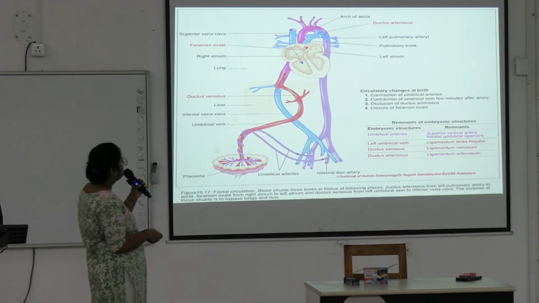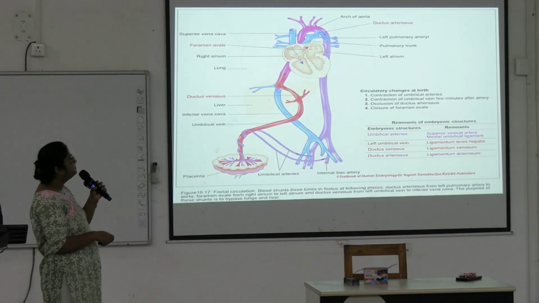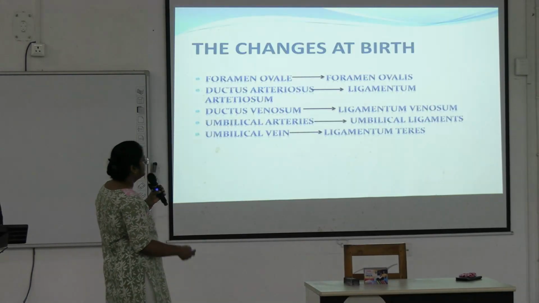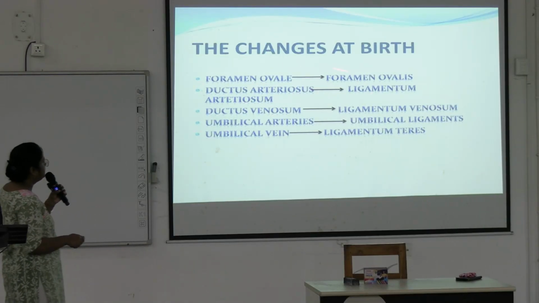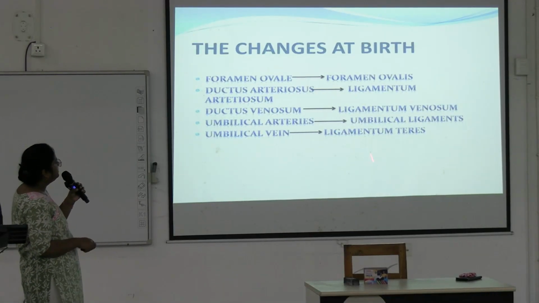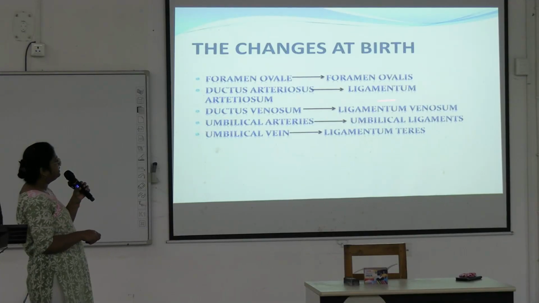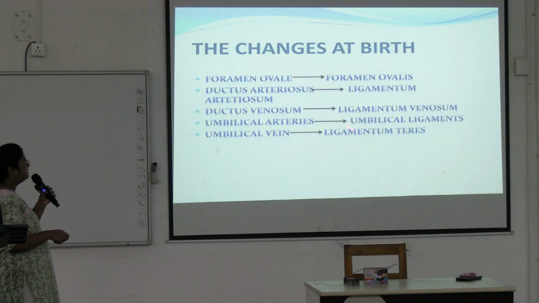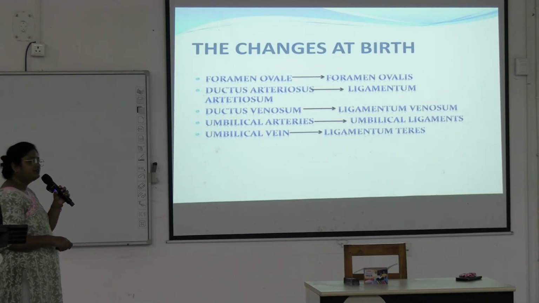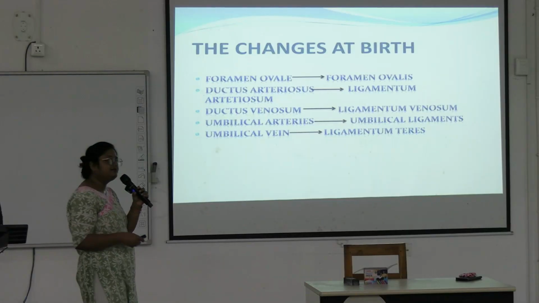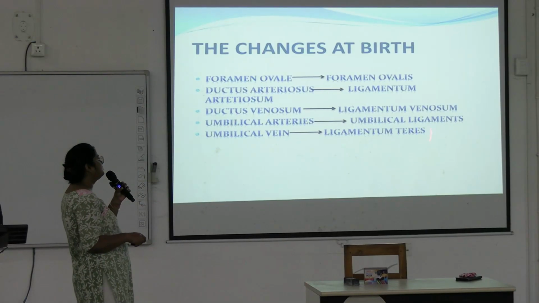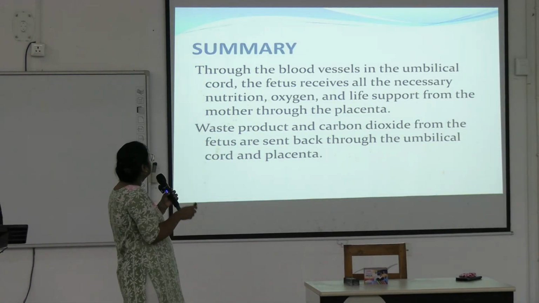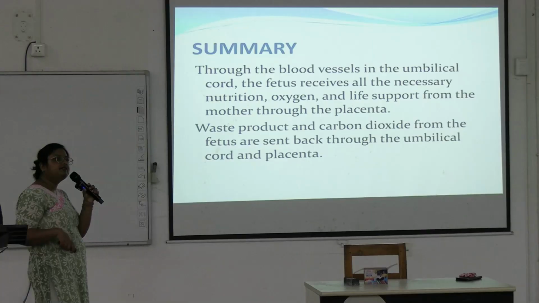Okay. So the foramen ovale forms the fossa ovalis in the interatrial septum. Next. And all this we have discussed. Ductus arteriosus, ligamentum arteriosum; ductus venosus, ligamentum venosum; umbilical arteries form the umbilical ligaments, and some part remains as the superior vesical artery. The umbilical vein will form the ligamentum teres hepatis.